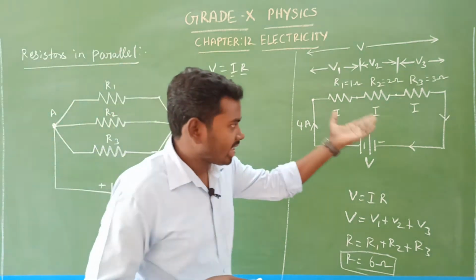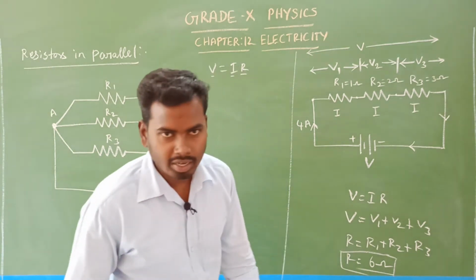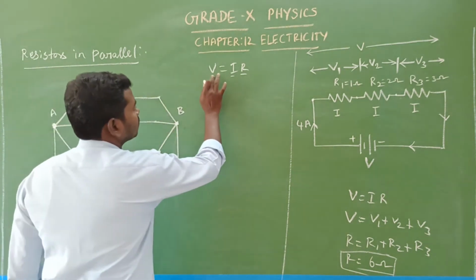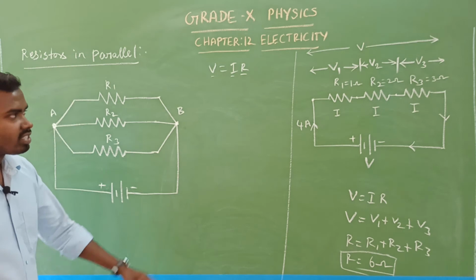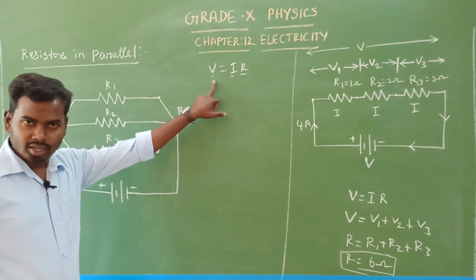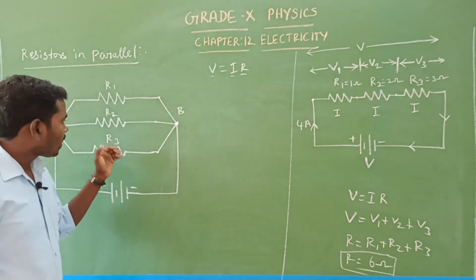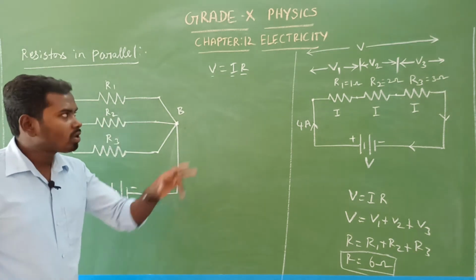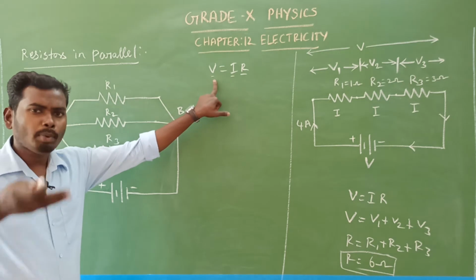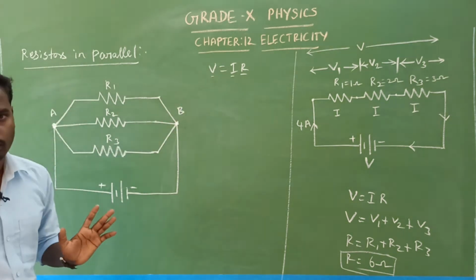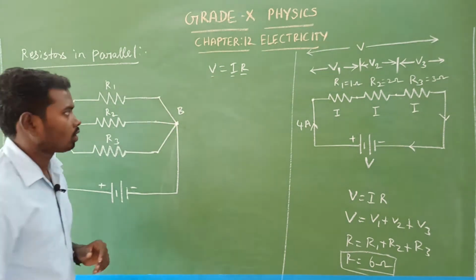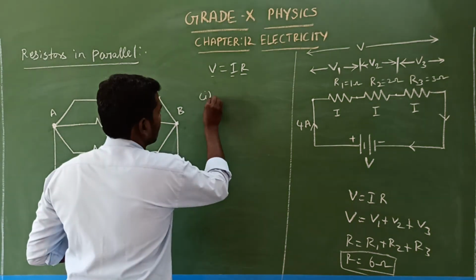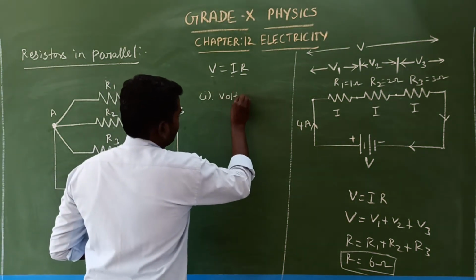Like the series combination. Is it clear, students? First we will start with voltage. So when two or more resistors are connected in parallel, what happens to voltage? That is the first one. First we will see about voltage.